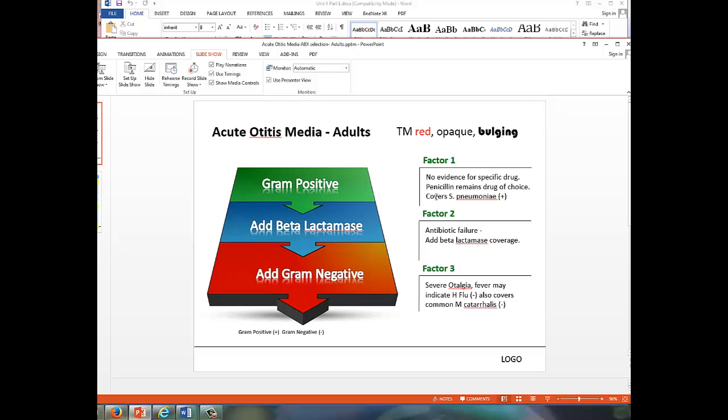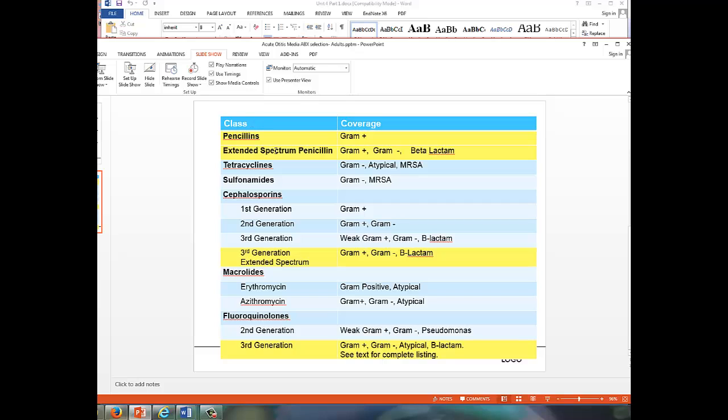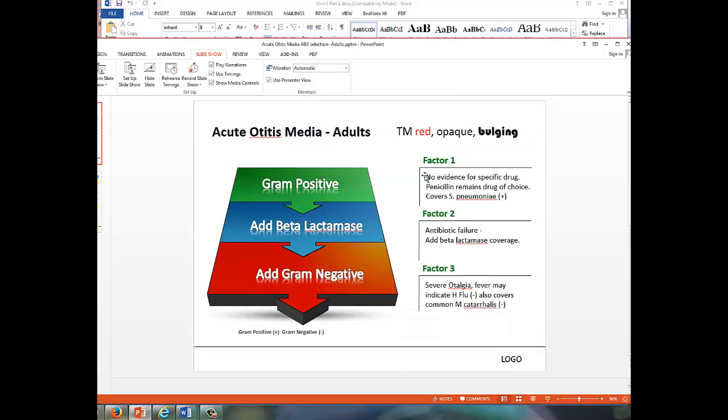Okay, so the next step is an antibiotic failure. What do we add on? We're going to add on a beta-lactamase coverage. We want to do this in the case of antibiotic failure, and also if there's a high suspicion for a gram negative bug growing, because as we said, the Augmentin covers gram-positive, gram-negative, and beta-lactam. So there is no evidence for starting with a gram-negative coverage in acute otitis media.